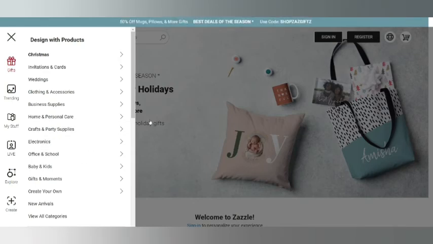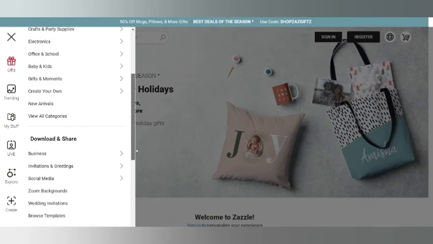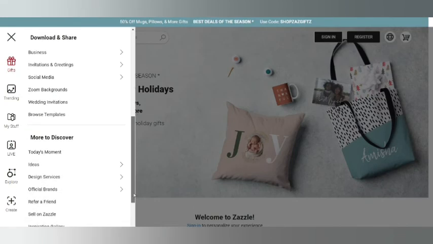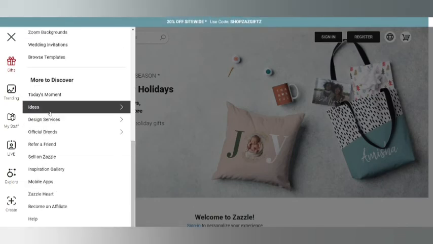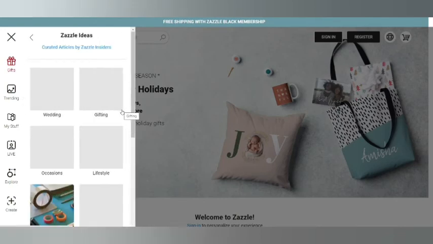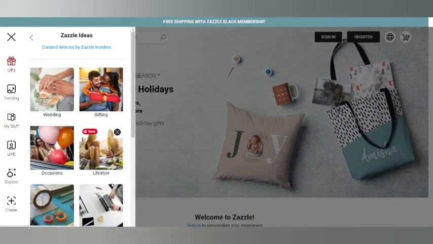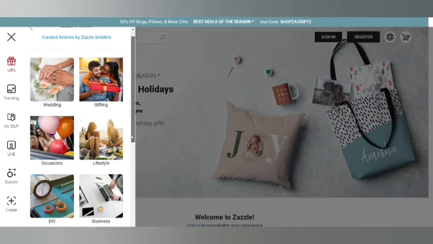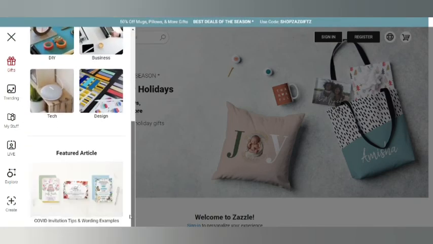Same with the office and school. This is also a separate niche. You could see according to it, and you could see what's downloaded, today's moment and all those kinds of stuff. You could see every aspect of Zazzle is giving you ideas which you can hop on. You could also go over to the ideas and you could see the wedding ideas, gifting ideas, lifestyle ideas, and you can get inspiration and find a niche for you.